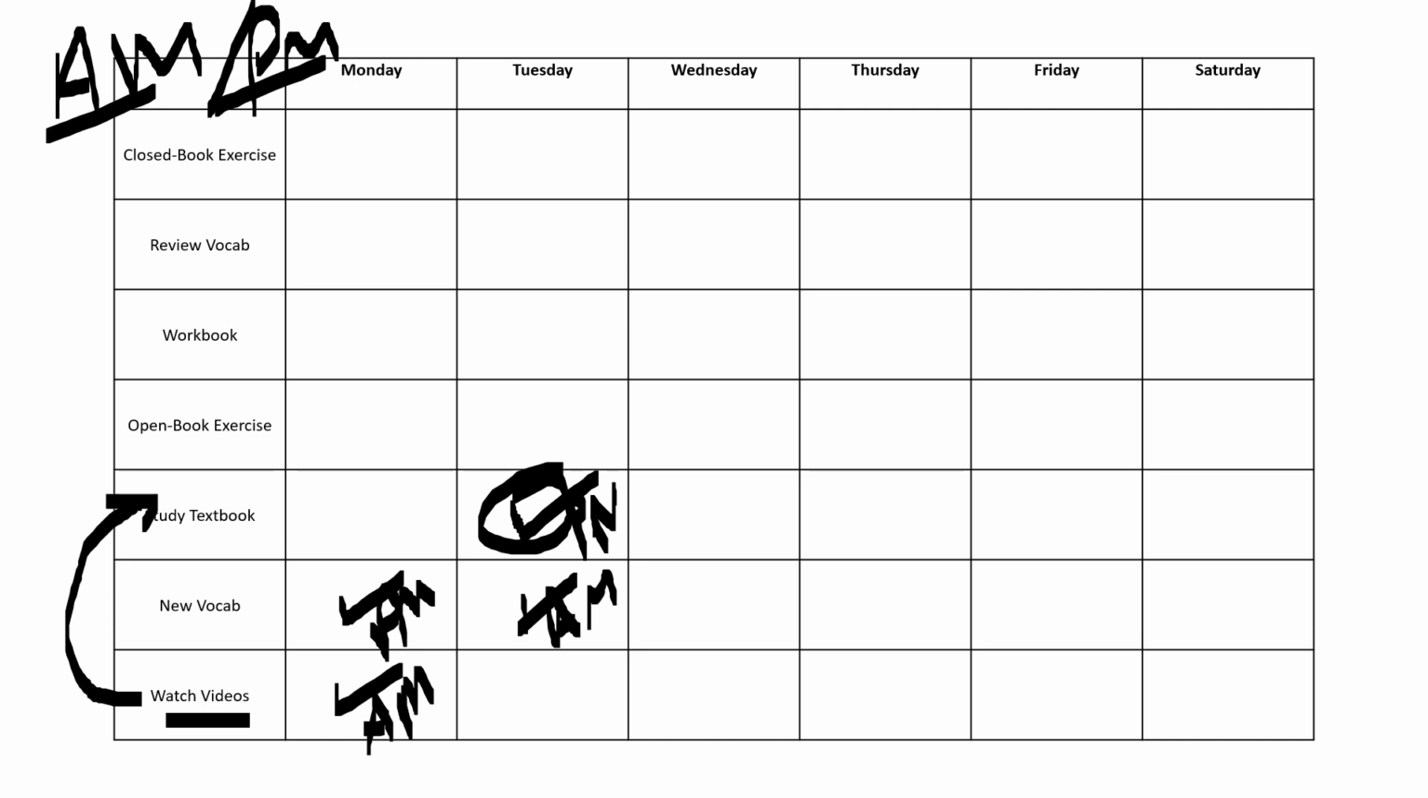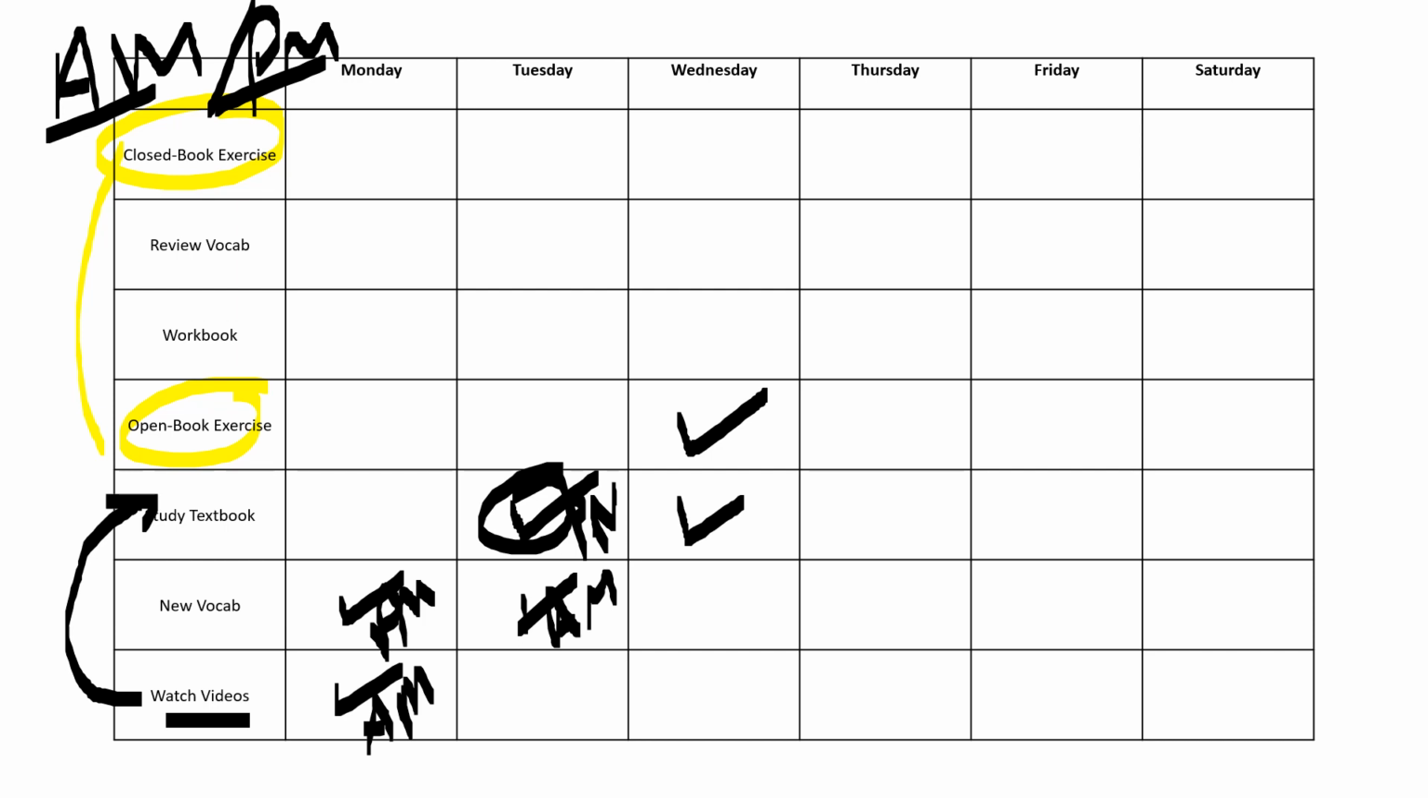This takes us to Wednesday. And Wednesday, we move up the grid. We study our textbook. We complete the open book exercise. Now, this open book exercise is one of 2 graded items in this left column. The open book exercise is just that.